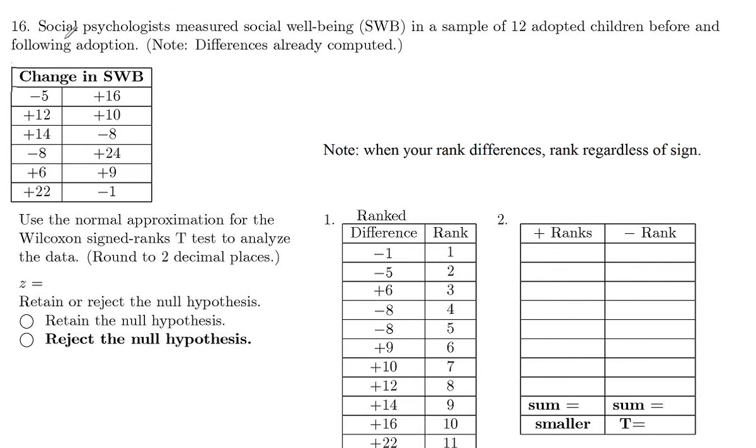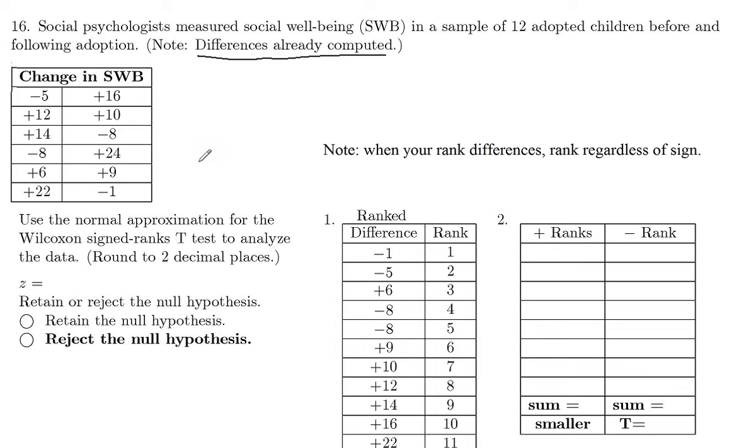We are working on WebAssign Homework 8 and an example for problem number 16. So we have a social psychologist here who's measured social well-being in a sample of 12 adopted children before and following adoption. So here is the data. Those are differences in before and after scores. Notice here that differences were already computed, and it's the same way in your problem. In another setting, you might have to compute those differences.